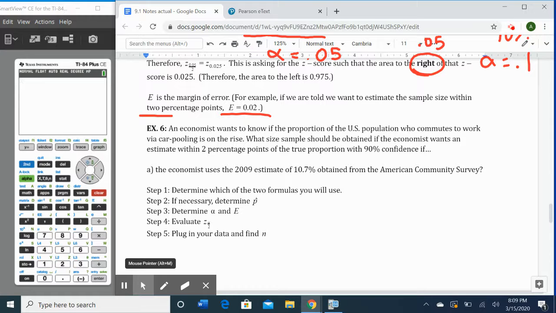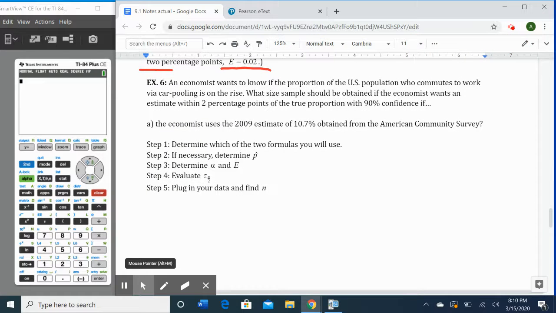An economist wants to know if the proportion of the U.S. population who commutes to work via carpooling is on the rise. What size sample should be obtained if the economist wants an estimate within 2 percentage points of the true proportion with 90% confidence if, in part A here, the economist uses a 2009 estimate of 10.7 obtained from the American Community Survey? So determine which of the two formulas we will use.